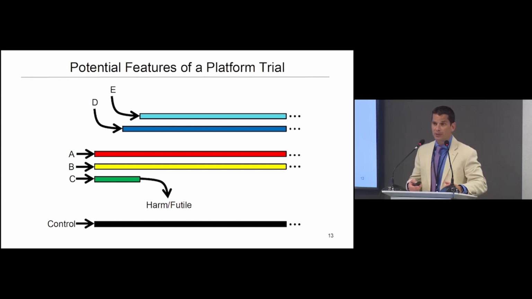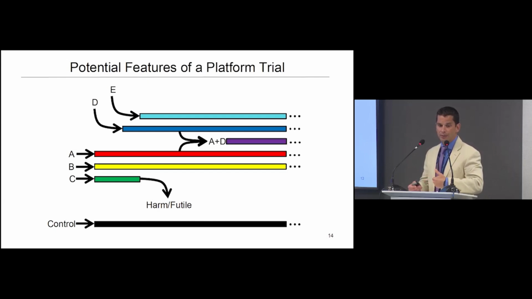We might have a pre-existing algorithm that says that if you have certain evidence of harm or futility, you kick an intervention out of the trial. You might have a pre-specified rule that says, if there's benefit of, say, D and A, maybe we combine those and create a new intervention, A plus D. Of course, this would be very dependent on the context of the disease and what these drugs actually were.